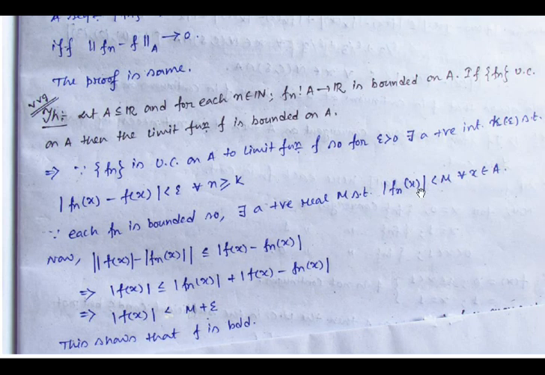So if we substitute these two values here, then we can see that mod of f(x) is less than M plus epsilon. Now you can choose any epsilon, and still mod of f(x) is less than a fixed positive real number. So we can say that the function f(x) is a bounded function. Always remember that if a sequence of functions is uniformly convergent and each function in the sequence is bounded, then the limit function is automatically bounded.